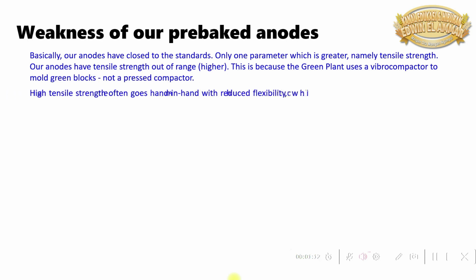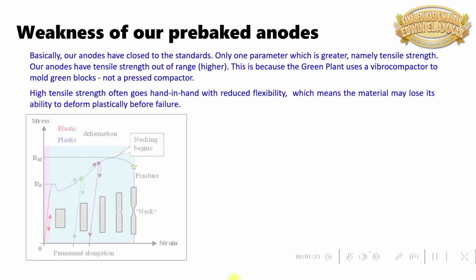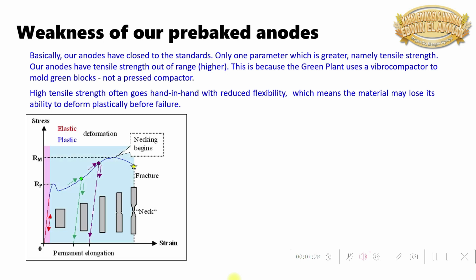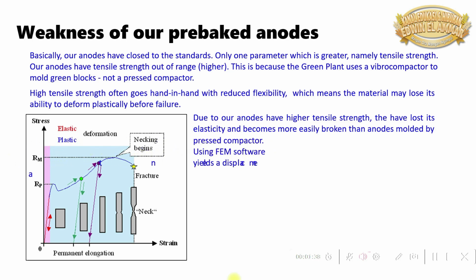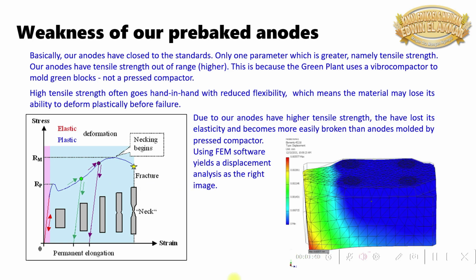High tensile strength often goes hand in hand with reduced flexibility, which means the material may lose its ability to deform plastically before failure. Because our anodes have higher tensile strength, they have lost their elasticity and become more easily broken than anodes molded by a pressed compactor. Using FEM software yields a displacement analysis as the right image.